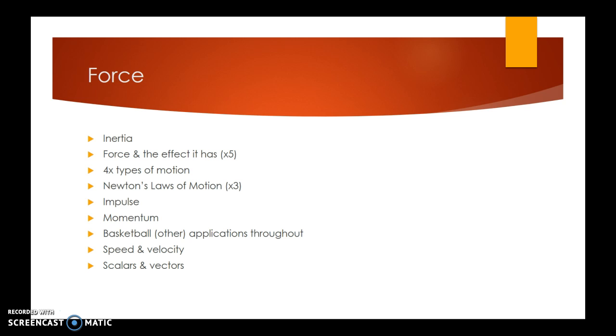The external forces are much more broad. This includes applied force, air resistance, gravity, weight, drag, and friction. A few applications can be seen here in basketball. For example, friction is when the ball is rolling on the floor, and the friction between the floor and the ball causes the ball to slow down. Gravity and air resistance can also be seen.